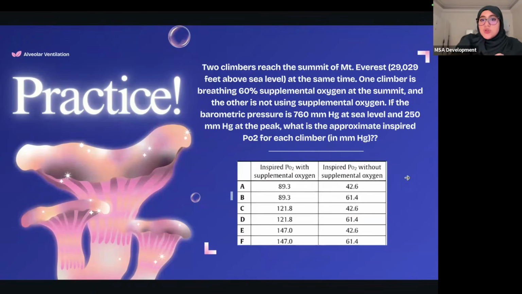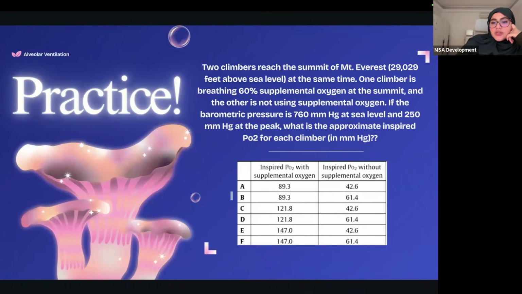Now, this is kind of long. Two climbers reached the summit of Mount Everest at the same time. One climber breathes 60% of supplemented oxygen, and one breathes no supplemented oxygen. Now, both of them, okay, they're at the peak. I'm just gonna let you answer this.